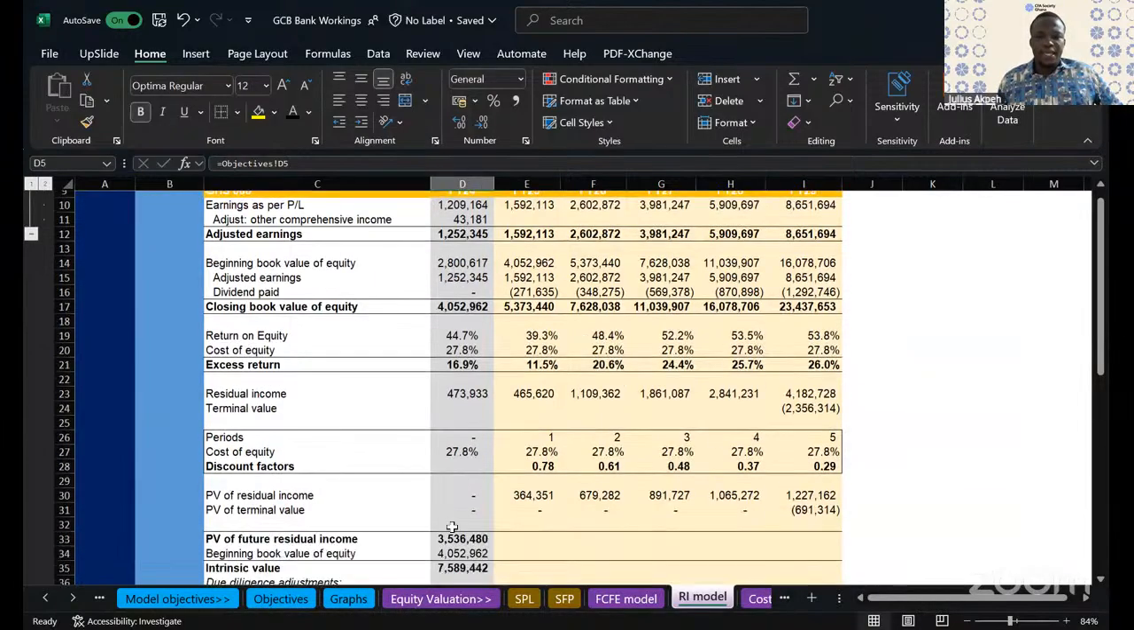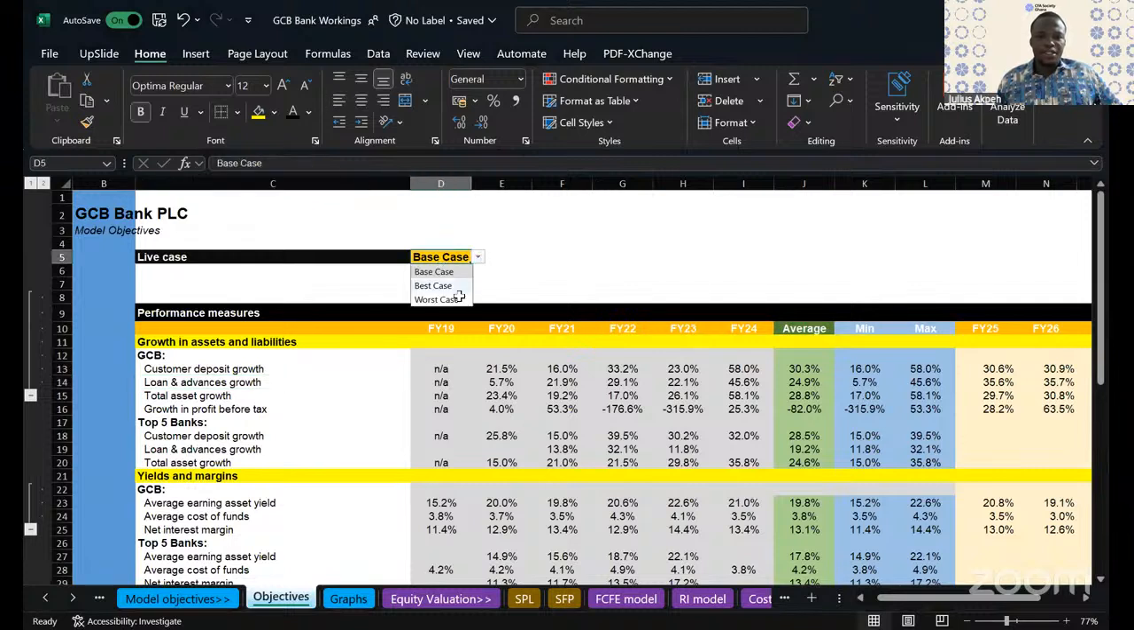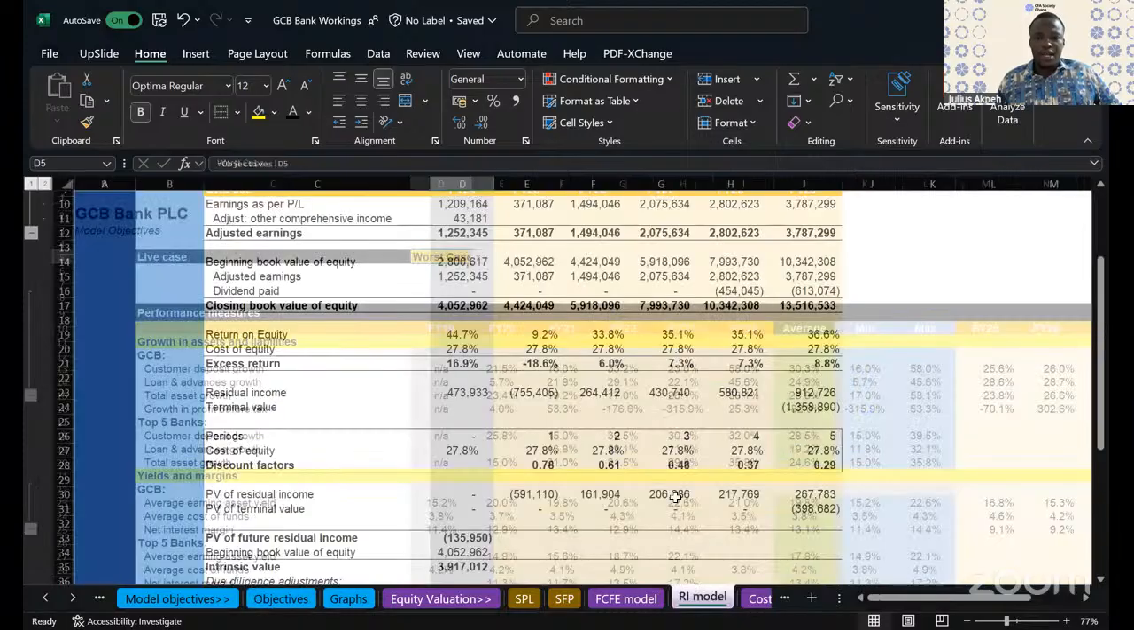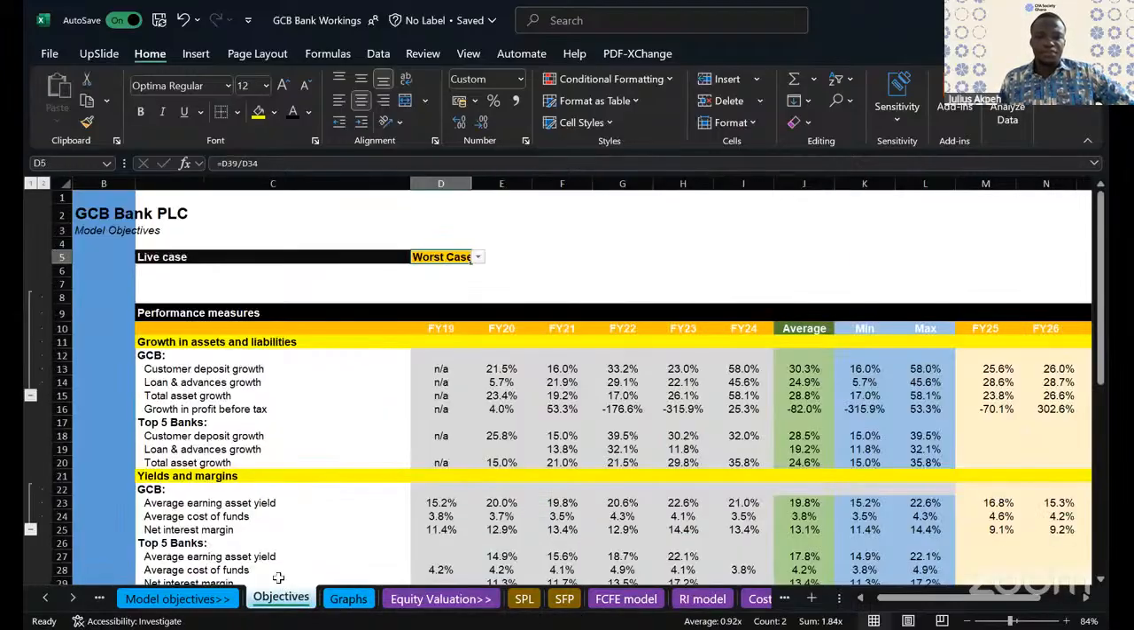So this is the base case, right? Let's look at the worst case scenario and see where it takes the bank in terms of the residual income model. Worst case scenario is placing the bank here. Based on the assumptions we are using, this is a worst case valuation. Let's see the best case valuation. And some of these base case, worst case things, we are going to rework our assumptions tomorrow. You'll rework our assumptions rigorously tomorrow.